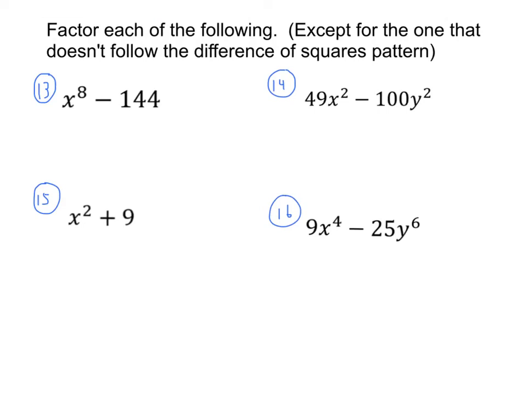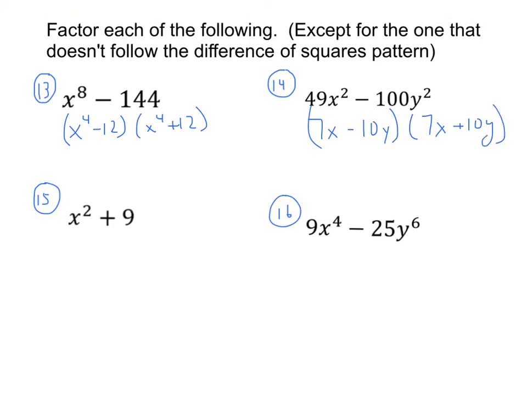Let's check your answers. 13, here's what you should have as an answer. This one factors as x to the fourth minus 12 times x to the fourth plus 12. 14 factors as this: 7x minus 10y times 7x plus 10y. 15 does not follow the pattern.